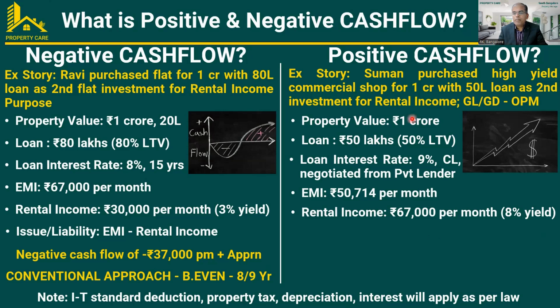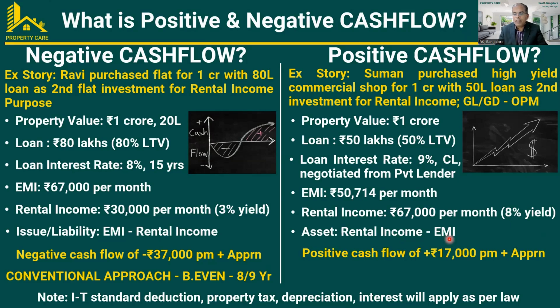And the rental income from this property is up to 67,000 per month, which is an 8% yield. Almost close to the interest you are paying. This is an asset. It is putting money into your pocket every month, which is rental income minus EMI. See, here it's a positive cash flow, which is 17,000 per month approximately.